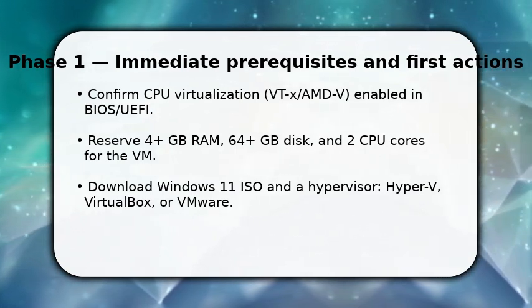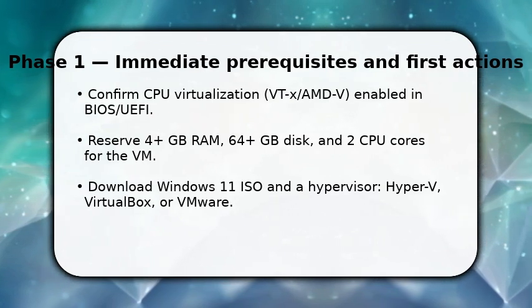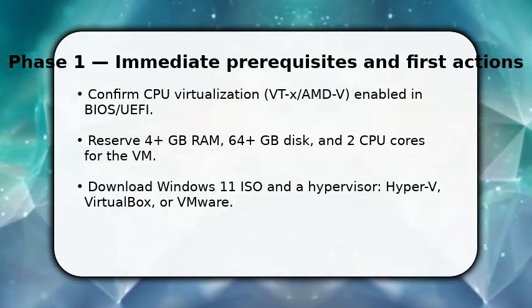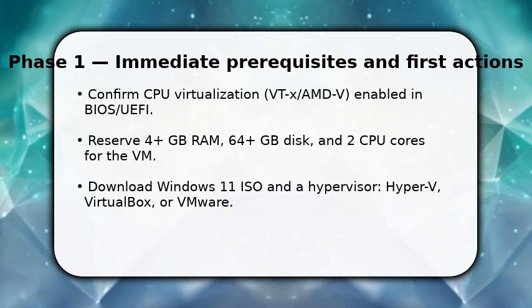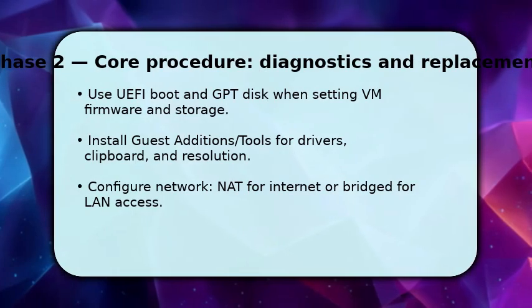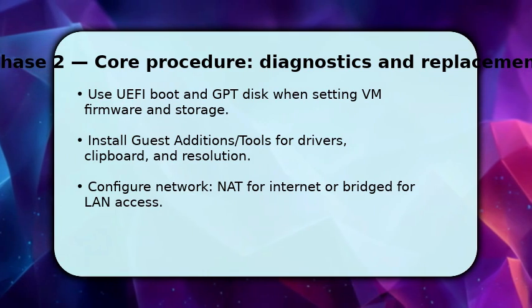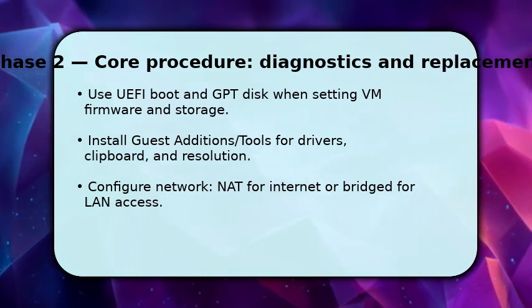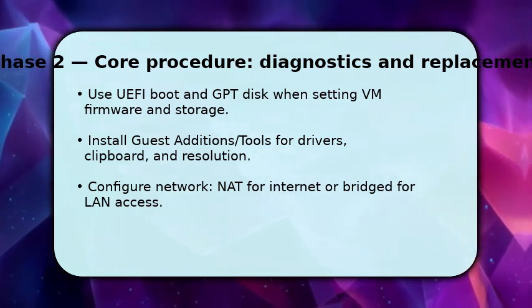Then, create a new virtual machine and point it at the ISO so the installer will boot. This starts the installation sequence immediately. You will follow the Windows 11 installer. Choose language, accept terms, and pick the GPT disk partition for UEFI compatibility.